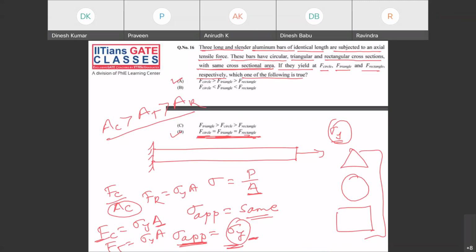If it is a reverse, like A circle is less than A triangle less than A rectangle, what will be the correct answer? Option B will be the correct answer. So this is how you guys have to think. Okay, clear? Any doubt, guys?